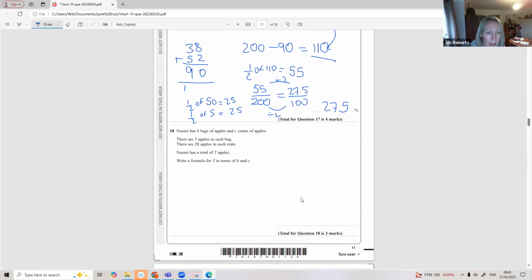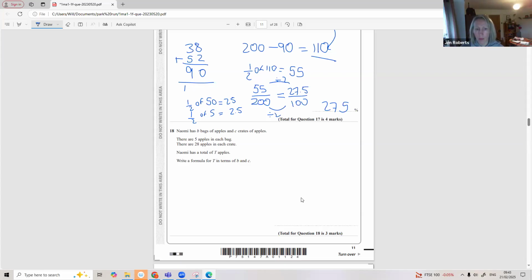So Naomi has B bags of apples and C crates of apples. There are 5 apples in each bag. So the way I try and explain this is, right, imagine she's got 2 bags of apples. How many apples does she have in total? 2 times 5 is 10. If she had 4 bags of apples, how many is that in total? 4 times 5 is 20.